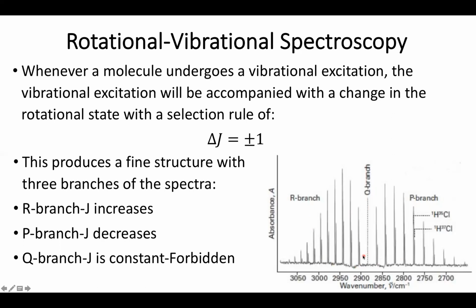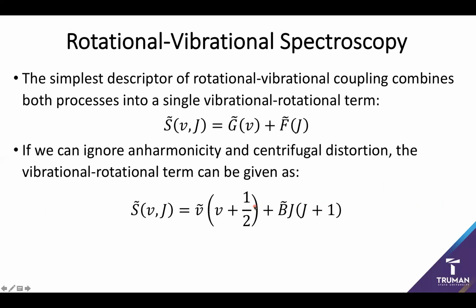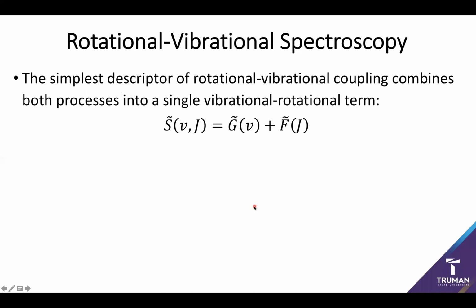So what we're going to want to do is, first of all, dive into the ideas of our energies. So we're going to be expressing all of our equations in terms of wave numbers. And so we're going to give a total energy for vibrational and rotational motion in what's called the vibrational rotational term, which we're going to here represent as S tilde. So this is going to be a combination of our vibrational energy and our rotational energy, which we've already essentially established.